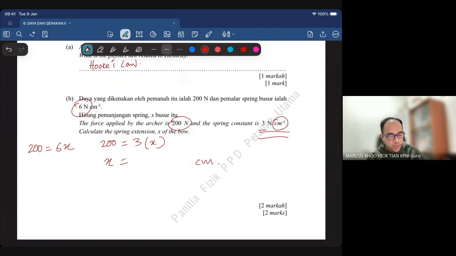I think this is a good time to talk about this. Because the Malay says 6. Sorry, I was looking at the 6 just now. So the X is 33.3333 cm.